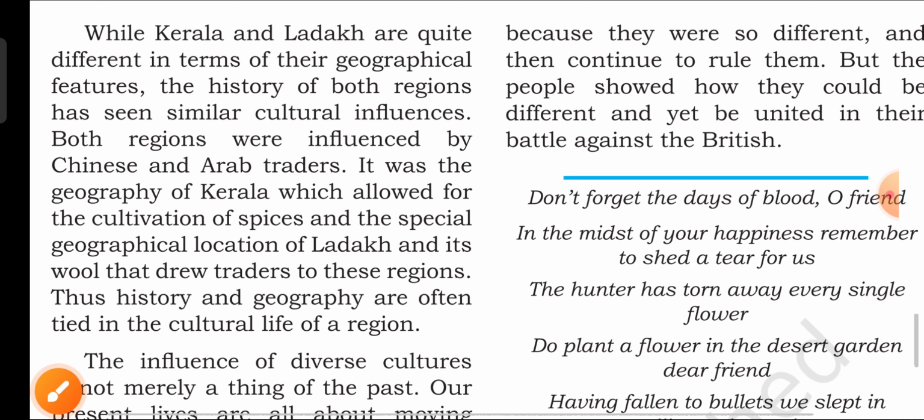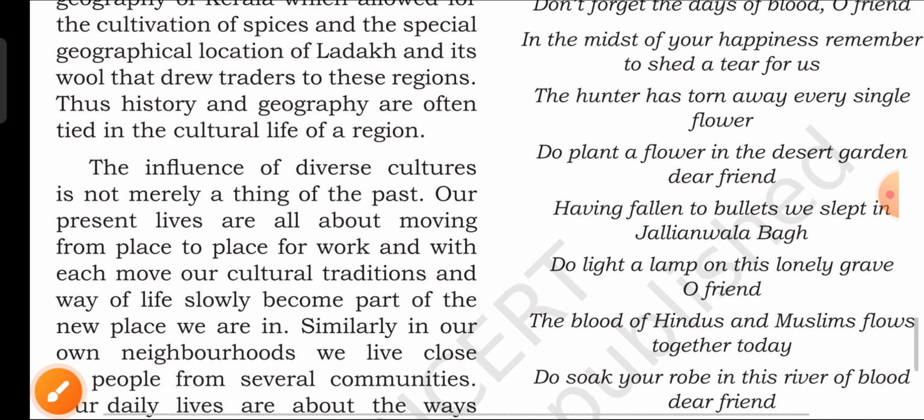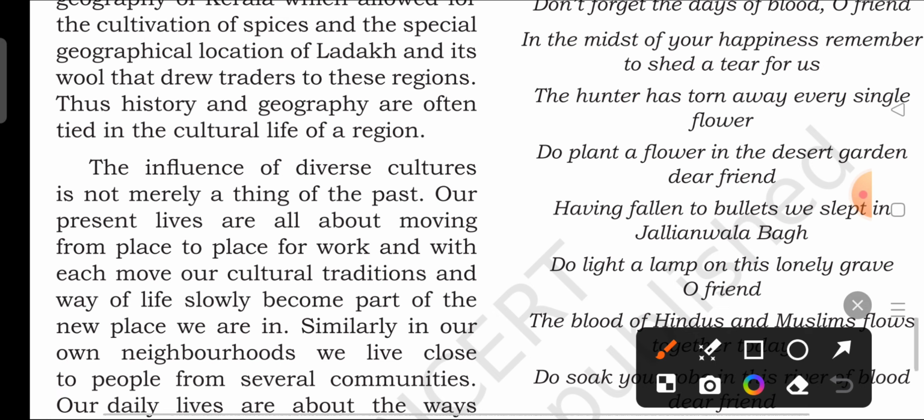And both these influenced and attracted traders who were from the same region, that is Arab and China. The influence of diverse culture is not merely a thing of the past. Our present lives are all about moving from place to place for work, and with each move our cultural traditions and way of life slowly become part of the new place we are in.